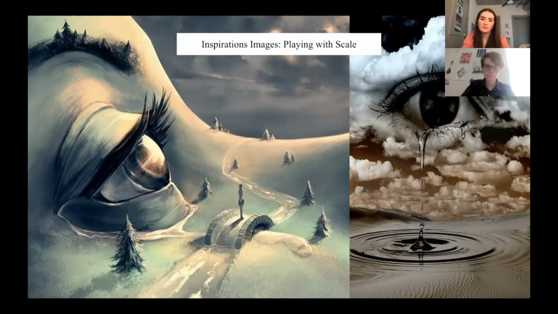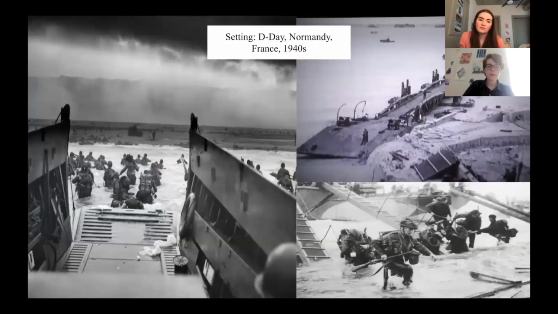For my setting, I chose D-Day Normandy in the 1940s as an example of a military encampment involving the seacoast. These images gave me inspiration in the creation of Agamemnon's bunker. Additionally, I found inspiration images from World War II and scholarly articles describing the implications and events surrounding D-Day.